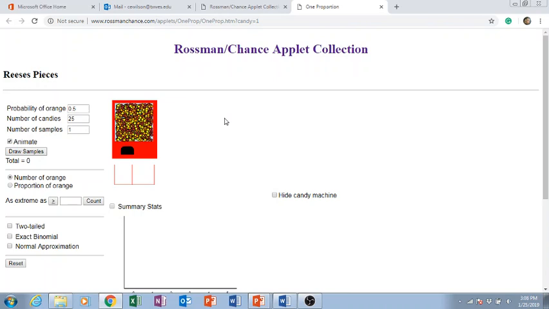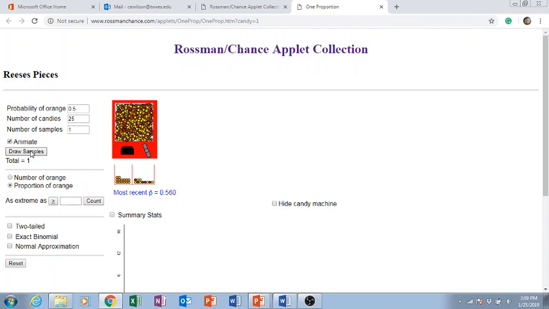Okay, so this is just a little demonstration of that. So our population information, we know that 50% of the candies are orange. Well, pretend like this is the population. Now I'm going to pull a sample size of 25 from my population, and let's see how many orange we get. In fact, I want to change it to the proportion so that I can get a probability. All right, so I'm going to draw a sample. Let's see how it comes out.